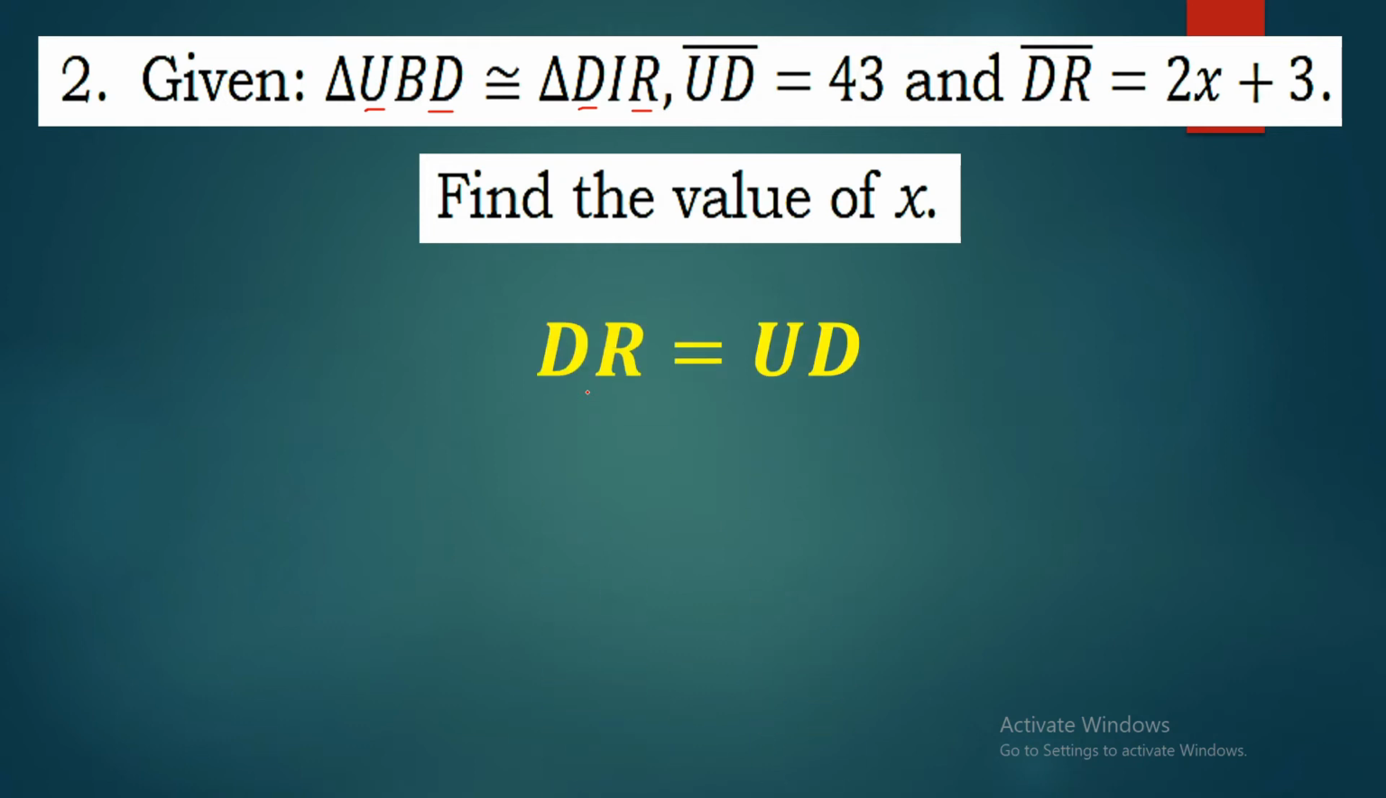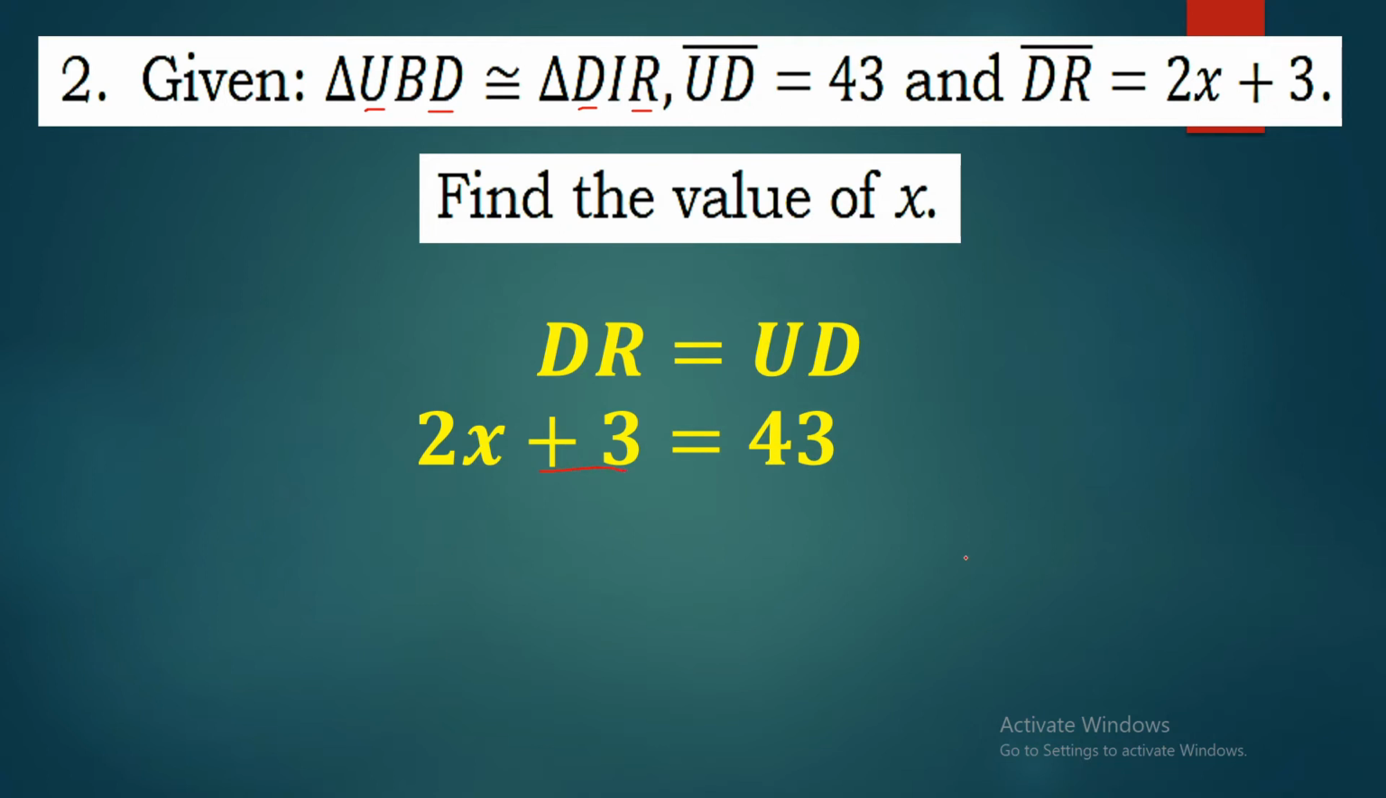So we have DR is equal to UD, or the measurement of segment DR is equal to the measurement of segment UD, or vice versa. By substitution, DR is equal to 2x plus 3 and UD equals 43. Now, to solve for x, we have to get rid first of positive 3.